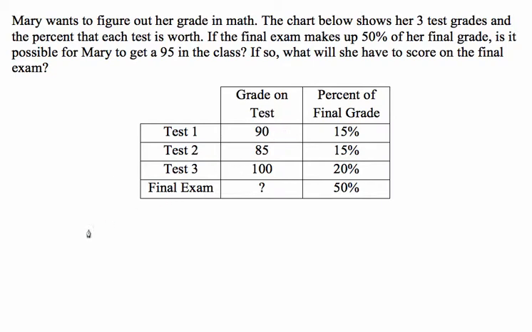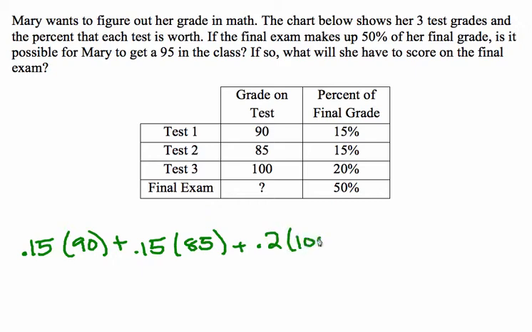So the first test was worth 15%, so 15 hundredths times 90. The second test was also worth 15%, so 15 hundredths times 85. The third test was then worth 20%, so 2/10 times 100. And the last test is worth 50%, 5/10, and we don't know the value of the score that she's going to get on the final exam. That's our unknown here, and we're hoping that we can solve for x and make this all come out to a final grade of 95.